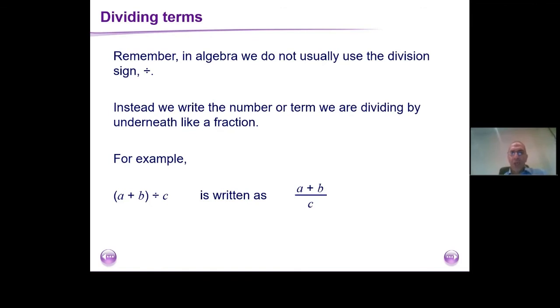In algebra, we do not usually use the division sign, as I previously stated. Instead, we write the number or term we are dividing by underneath, like a fraction. So in this example here, a plus b divided by c, you'd write a plus b at the top and put it over c. So it'll be a plus b all over c.